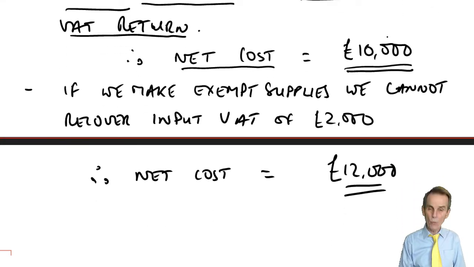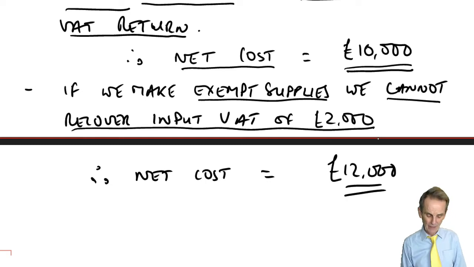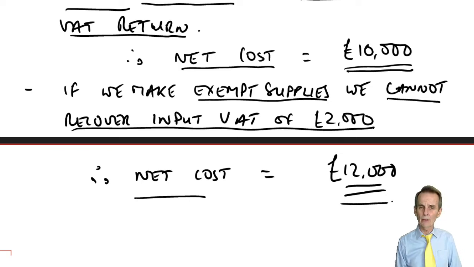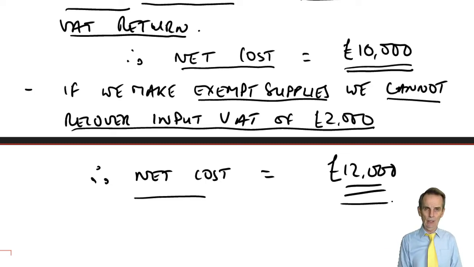And if we were instead to make exempt supplies, then we cannot recover input VAT of £2,000. So now if we cannot recover that, our net cost is £12,000. I repeat, the £10,000 we paid to the overseas supplier and the £2,000 that now we pay to HMRC. So what you've now got is exactly the same outcome in terms of our net cost, irrespective of whether we buy in from overseas or whether we buy in from a UK supplier.